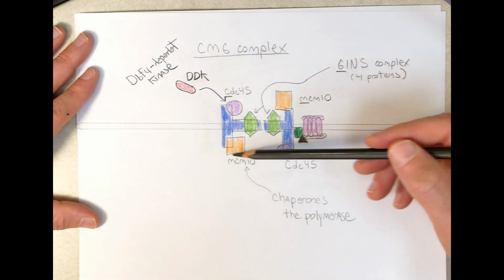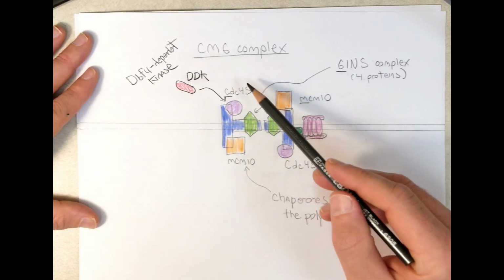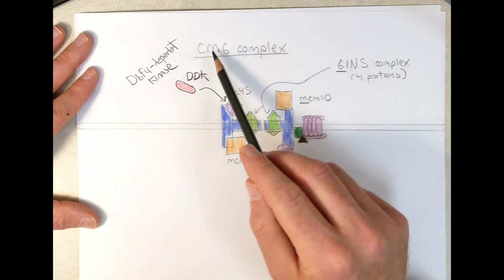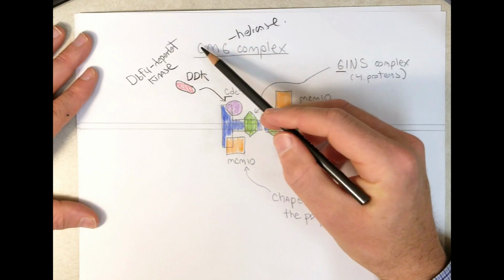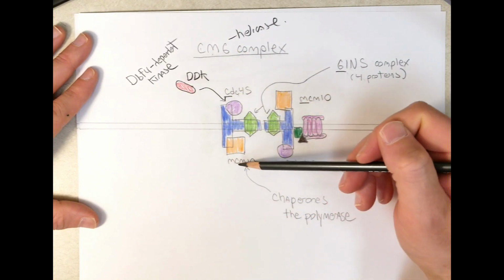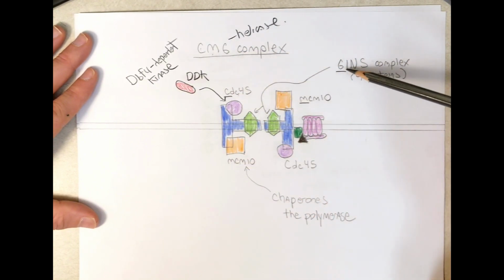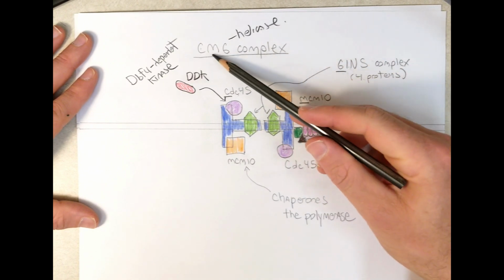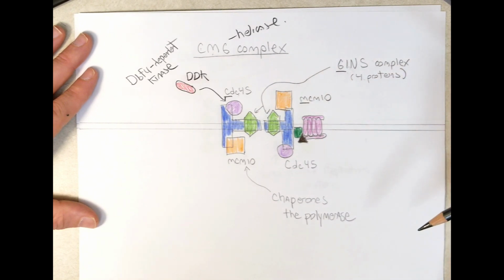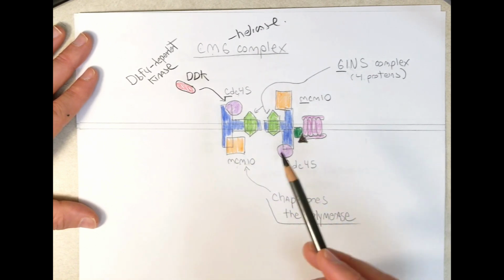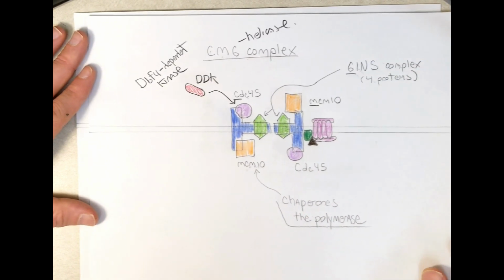So when all of these are on here, we're going to call this the CMG complex, and some people call it the CMG helicase complex. The C is for CDC45, the M is for MCM, and the G is for GINS. So each of these would be a CMG helicase complex now. And we have a little factoid down here that MCM10 is thought to chaperone the polymerases that will have to come on to this next, or in a subsequent step.